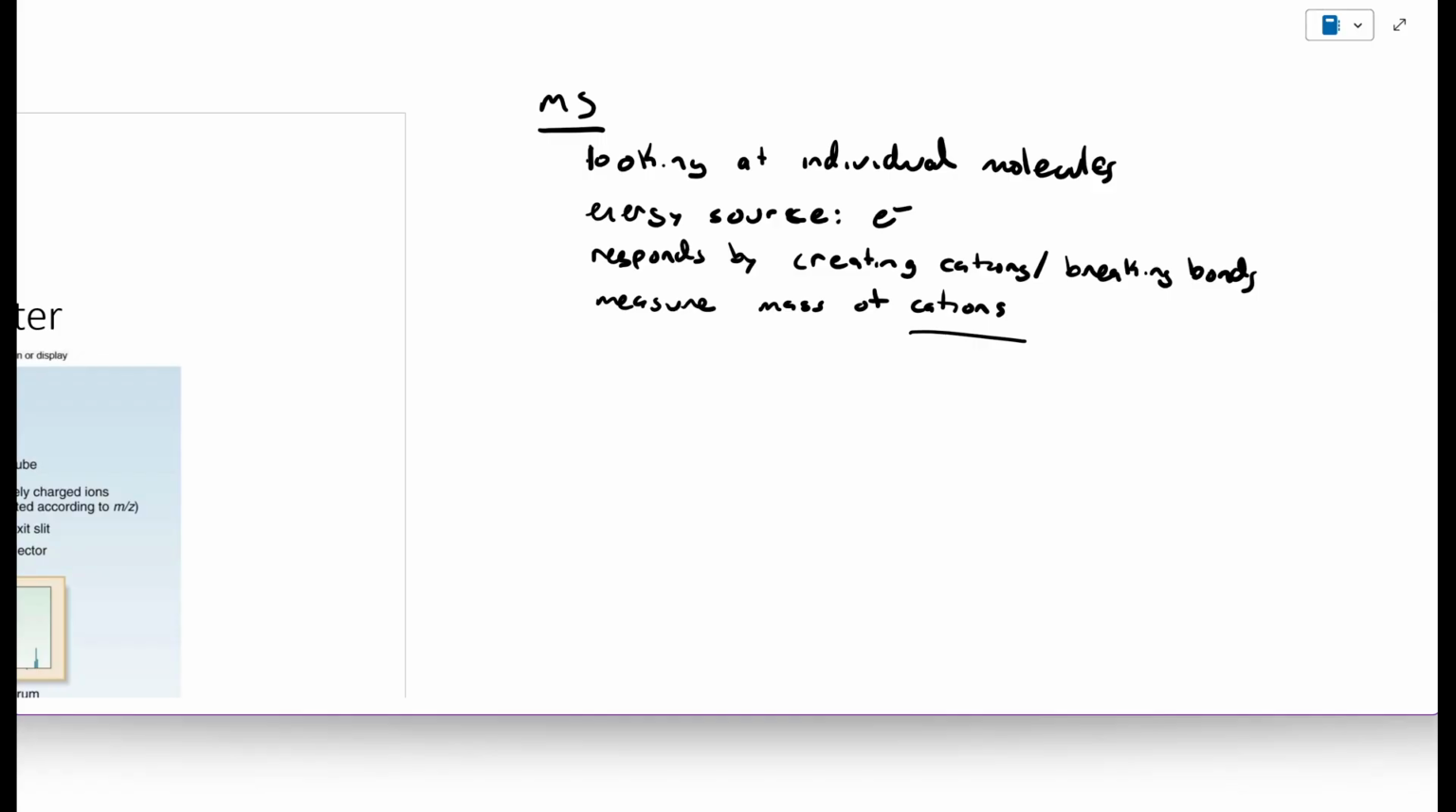All right, so that's just an overview of what we're doing with mass spec, the type of question that we're asking. What kind of molecule are you? And the energy source is an electron beam. All right, so before we get into how it works, what is mass spec good for? What do we use mass spec for? We can use it to determine the molecular weight of a molecule.